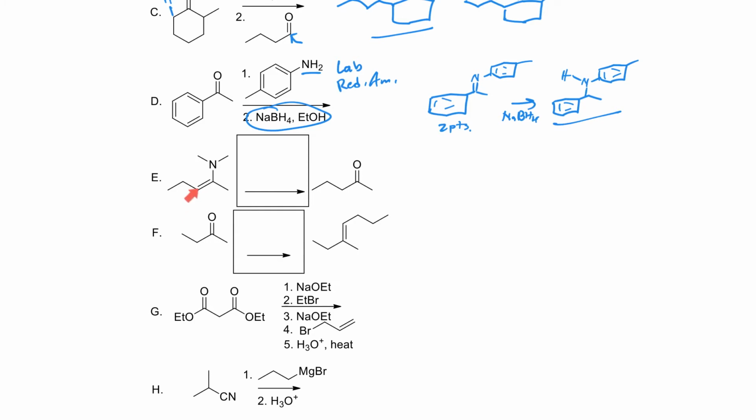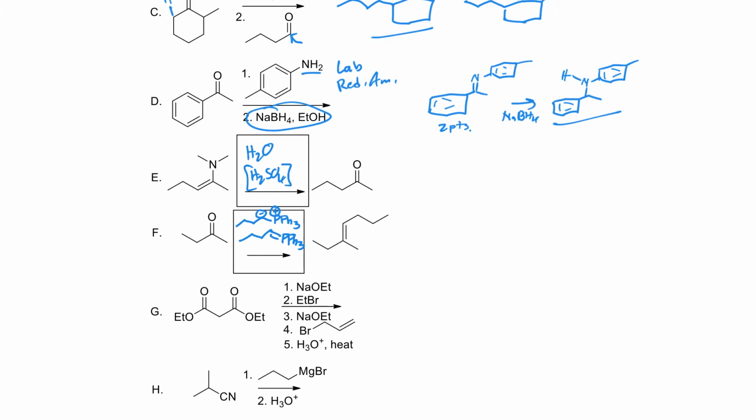Okay, E. We have an enamine, and we're turning that into a ketone. That's simply hydrolysis of the enamine. H2O, H2SO4, catalytic. That's all we needed there. Part F. The easiest one was simply a Wittig reagent. So that would have been fine. If you wanted to show me this version of it, also fine.